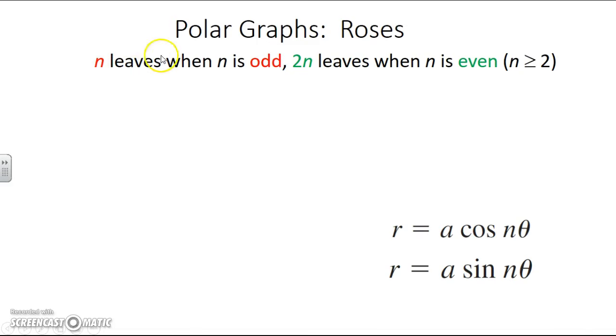So roses have things we call leaves. I don't know why they don't call them petals. They look like petals to me more than they do leaves, but mathematicians for some reason call them leaves.